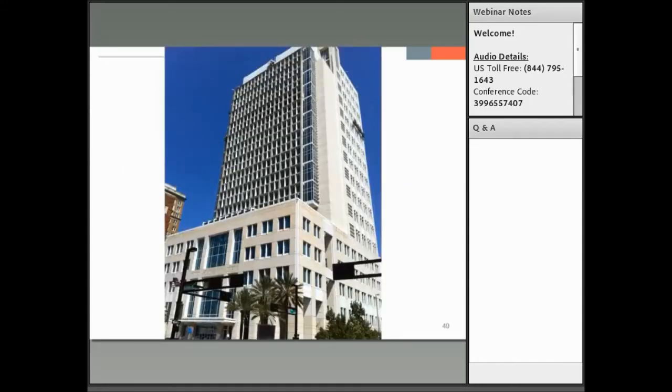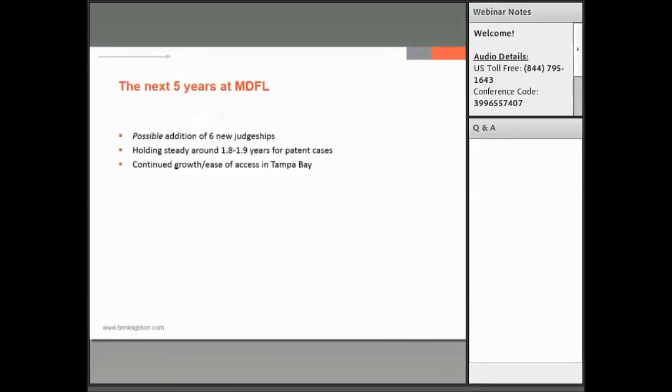So this is what the courthouse in the Middle District of Florida looks like in Tampa. It's a modern building built in '98. What isn't readily apparent from this is that it's really fast to get in and out of it. We've got a speedy security, and this is located pretty close to our offices and the airport. On to more substantive issues.